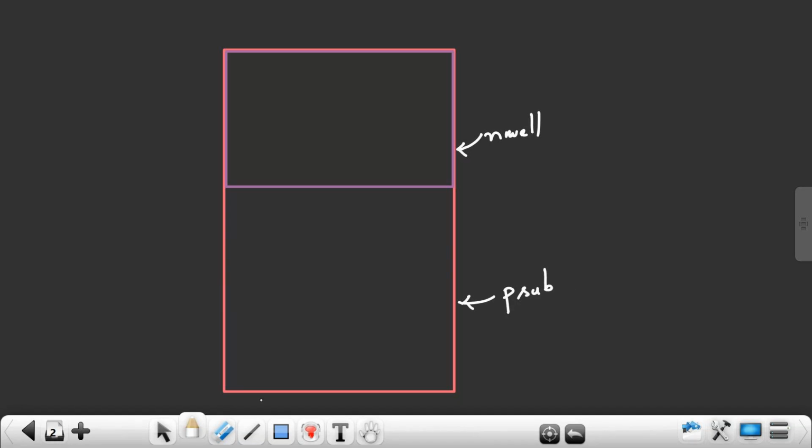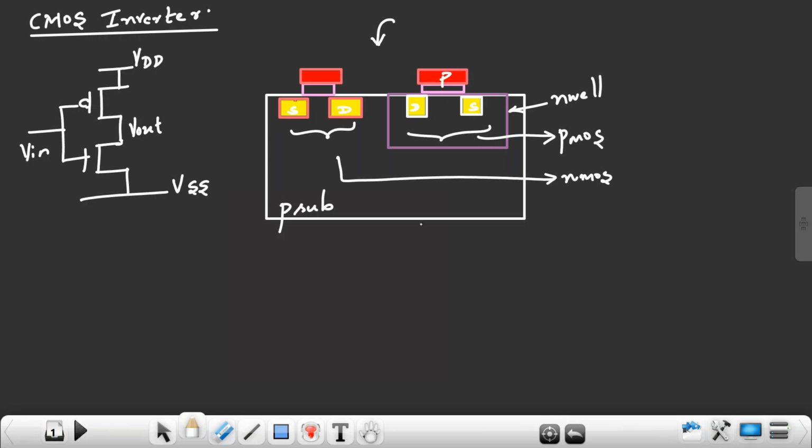Then after that, I have to form the source and drain. If I see from the top, I can see source, drain and gate. That's it, right? For PMOS, I can see source, drain and gate. For NMOS, I can see source, drain and gate. So you draw that.